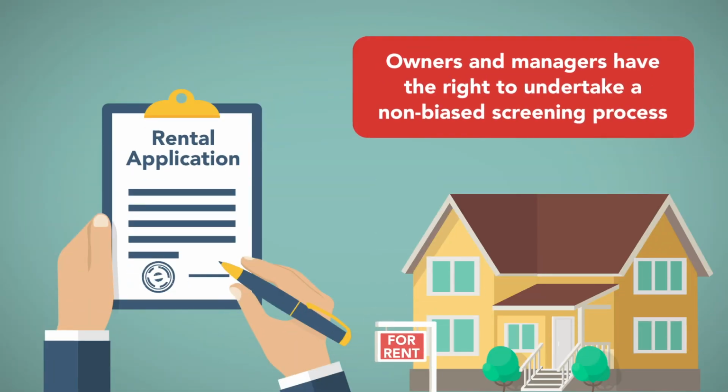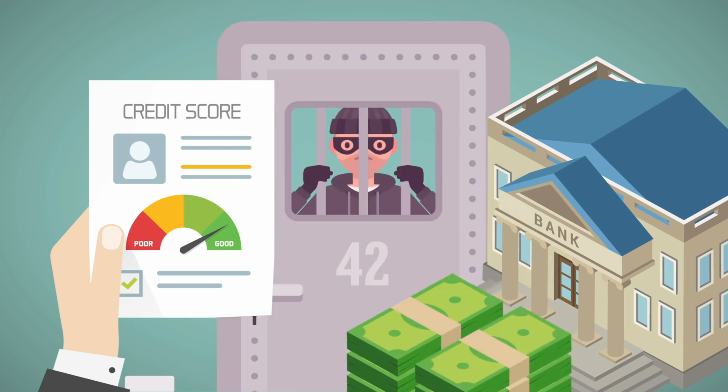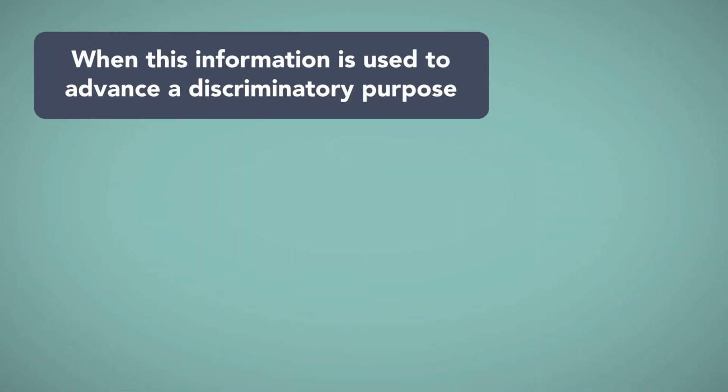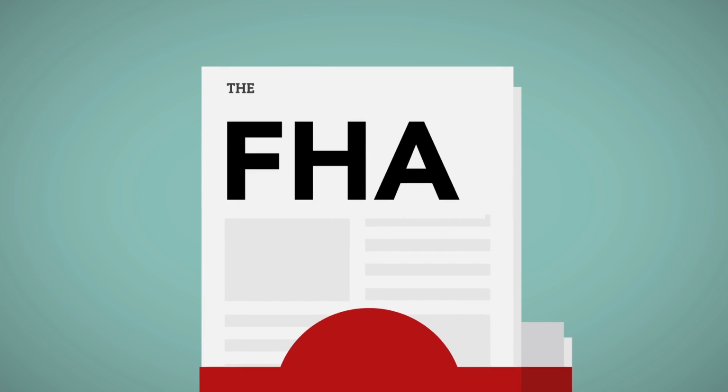When selecting rental applicants, owners and managers have the right to undertake a non-biased screening process that is equally applied to everyone. For example, it is reasonable for landlords to require that all applicants submit to a credit check, income verification, and criminal background screening. However, when this information is used to advance a discriminatory purpose, or if certain applicants are subjected to more stringent rental requirements than others, the screening process can violate the FHA.